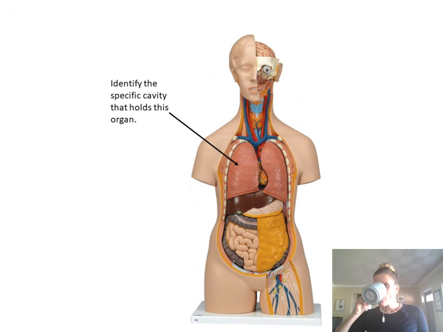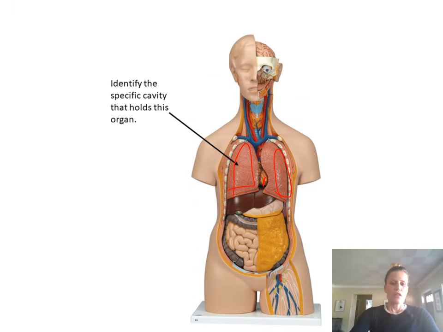So we talked a lot about the body cavities. Remember, in general, we have a ventral body cavity in the front and then the dorsal body cavity in the back. And then those get broken up into smaller and smaller cavities. This question says, identify the specific cavity that holds this organ. Well, first off, what's it pointing to? That's one of the lungs. These two pink organs on either side of the chest, those are the lungs, right? And then right in the middle of them sits the heart.